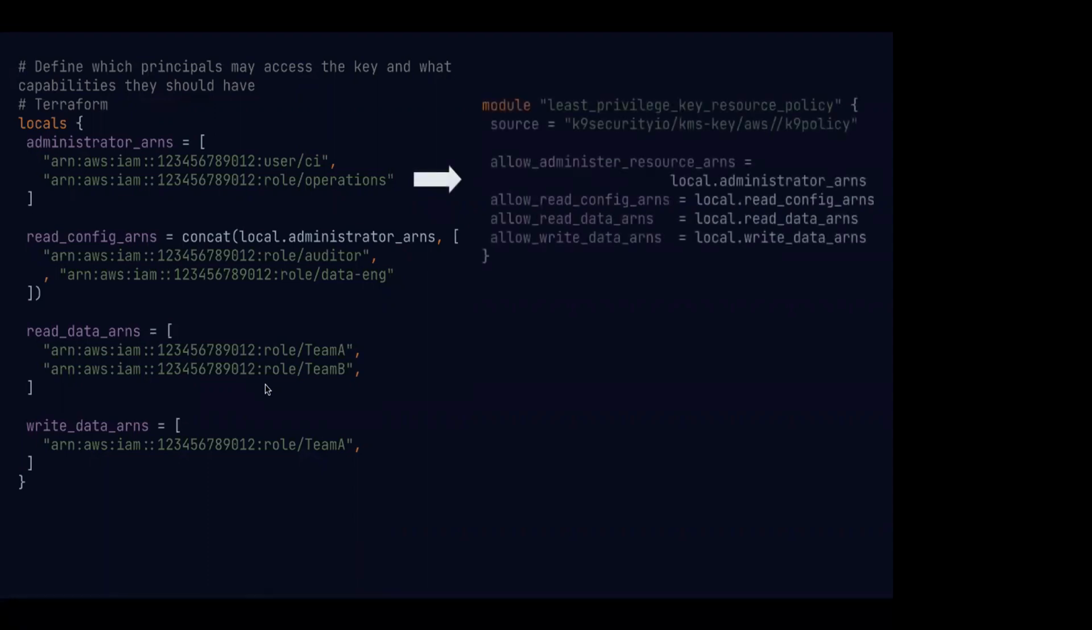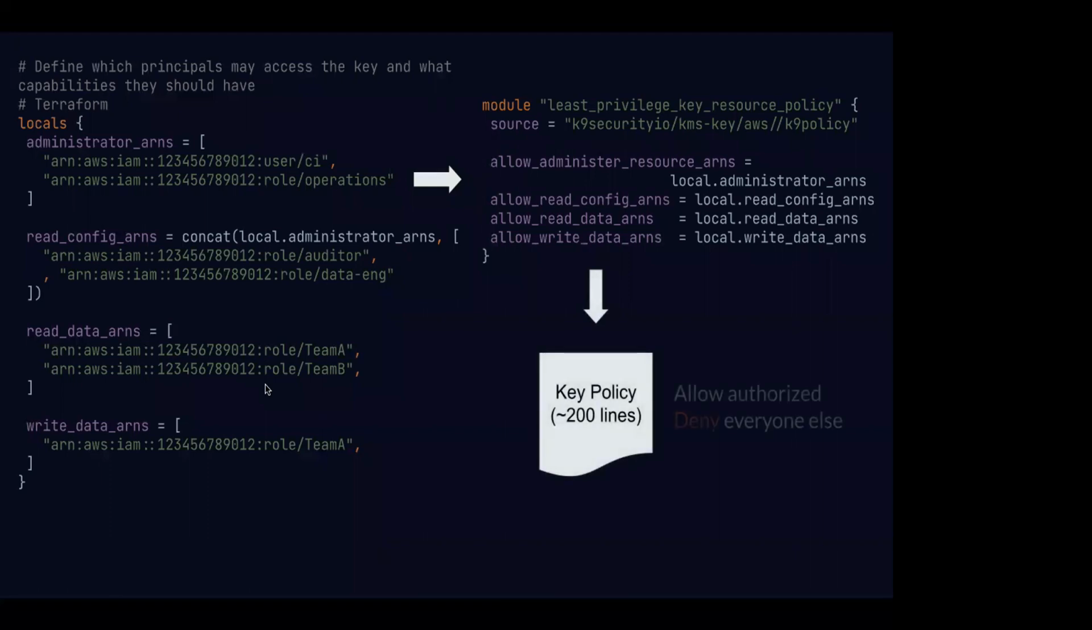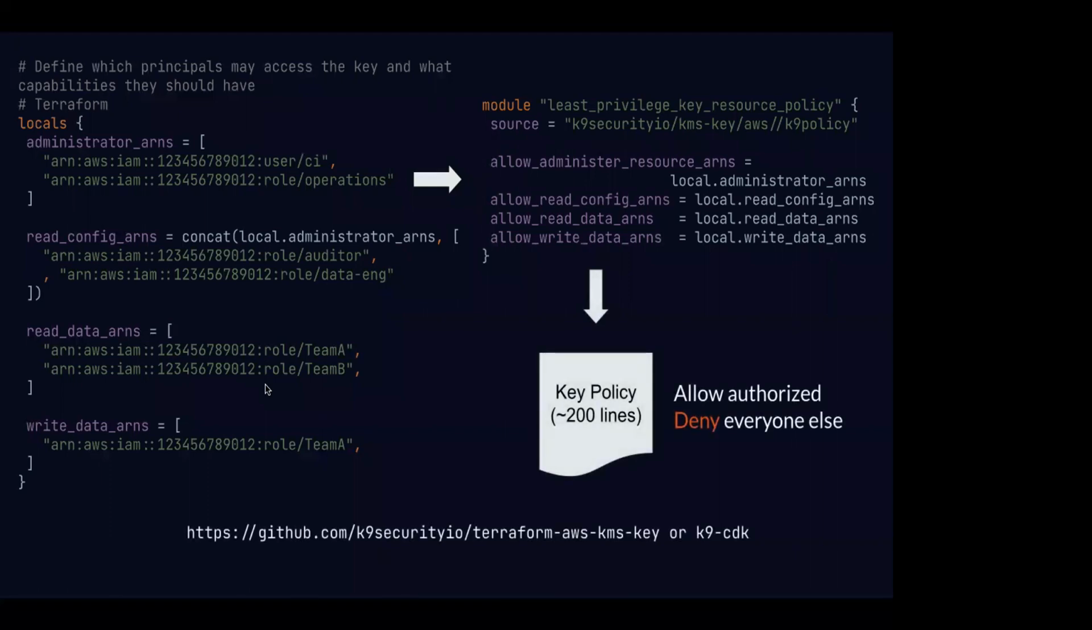But if you plug that into a library that is able to generate a strong key policy, like we'll see in a second, this becomes something that you can read and audit from an infrastructure code level. There's a library that's going to generate a key policy that's like 200 lines, and you can find that library for Terraform or CDK. K9 has published that on GitHub.